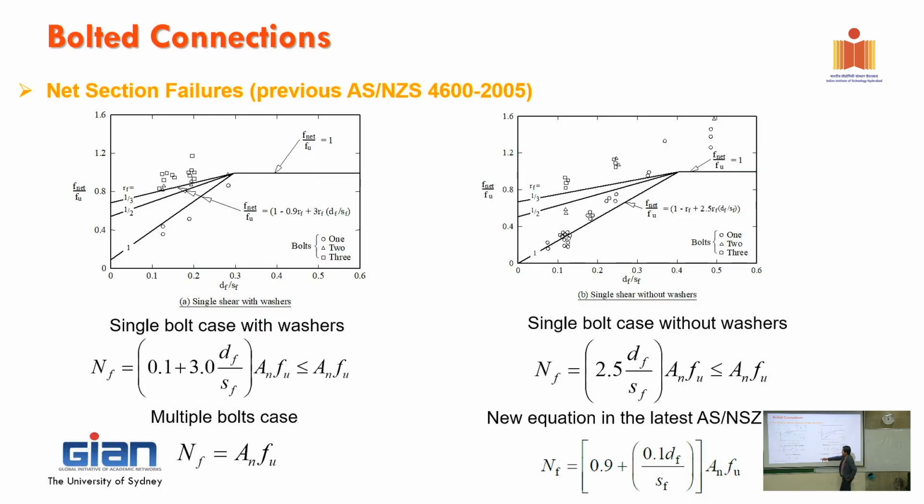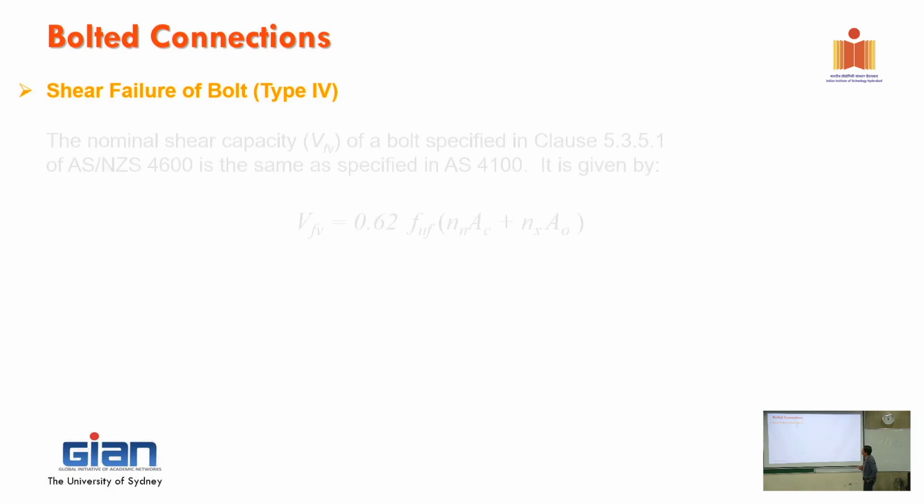So this is the multiple bolt case. In the previous standard, they just took the net area times Fu. But in the new edition, it is more complicated, but closer to the test. So you can design more accurately based on the new standard. I will talk about what is new in the standard later, tomorrow. But today, I just give a big picture of what's going on.